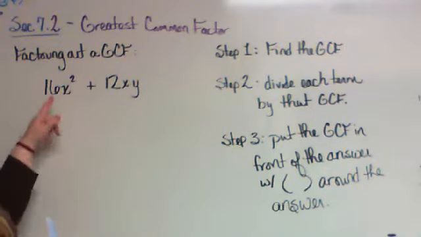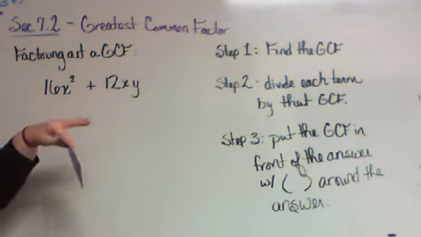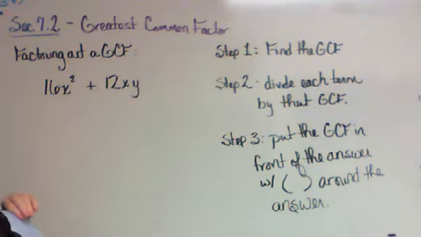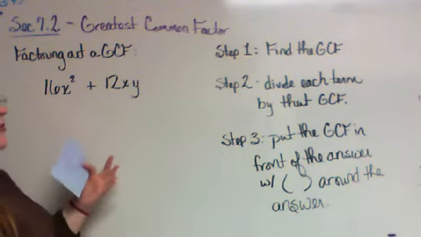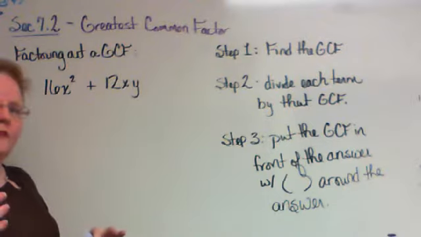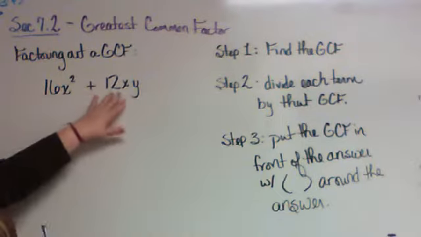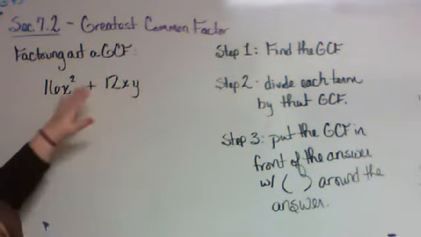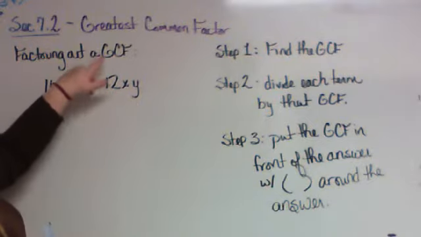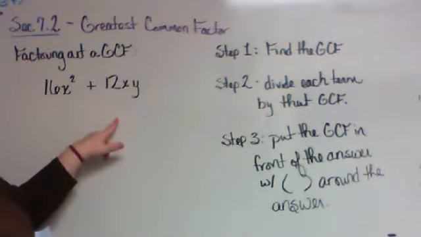So, let's look at this problem. The first thing I need to do to factor out a GCF is to find the GCF that I'm supposed to be factoring out. So we talked before about how you find a GCF, and I said you need to start to be able to do it in your head. So when I look at these two numbers, the 16x squared and the 12xy, I have to come up with the greatest number that goes into both of those numbers evenly.